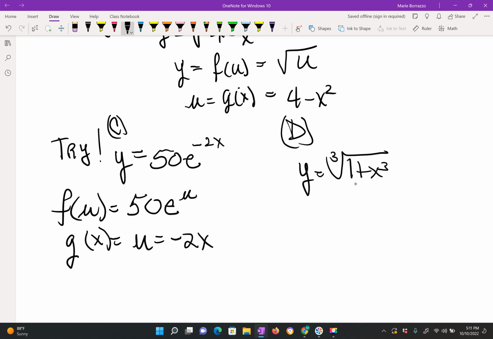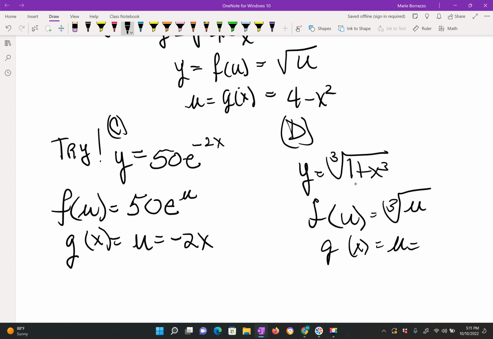Okay, split this one up. What is your f of u? Cube root of u. A cube root of u, correct? And then the g of x, I call it g of x, but it could be equal to u. That should be equal to 1 plus x cubed, yeah. So if you can see how we're splitting it up, how we're grouping it together, then finding the derivative of a composite function should be cake.